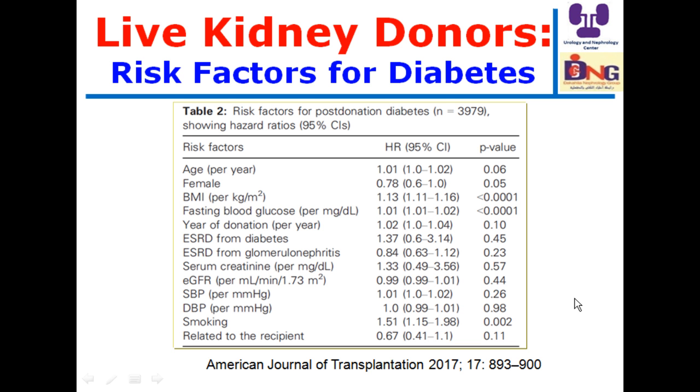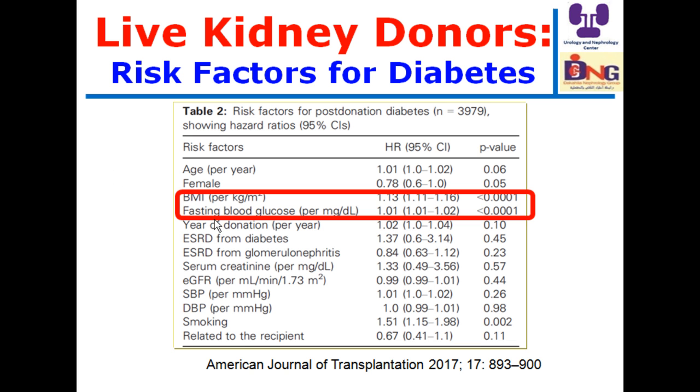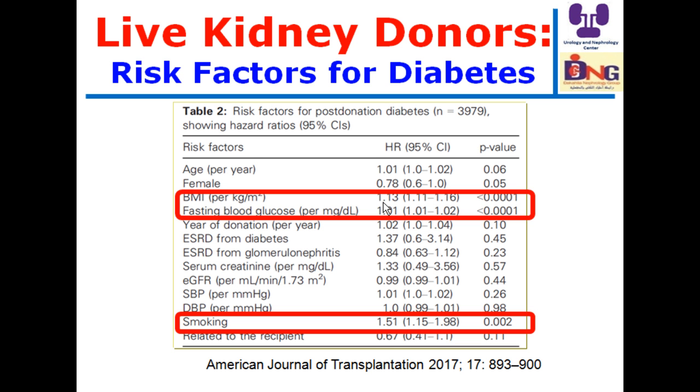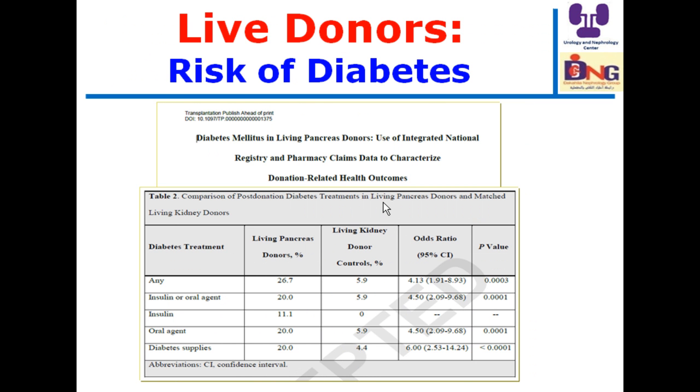Again, the risk factors for post-donation diabetes in this cohort of 3,900 patients include older age. Significantly, body mass index again and again: a higher body mass index is associated with increasing risk of diabetes, as well as smoking. So we should educate donors after kidney donation not to gain weight. They should manipulate their diet to avoid weight gain and to avoid smoking, because smoking is a kidney poison and is associated with cardiovascular risk, and here it increases the risk for development of diabetes.